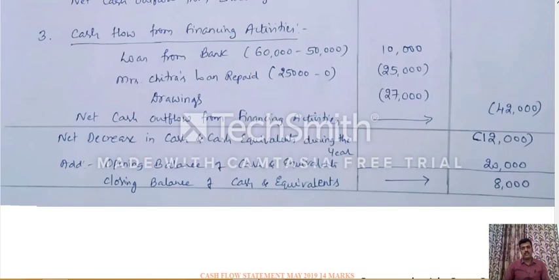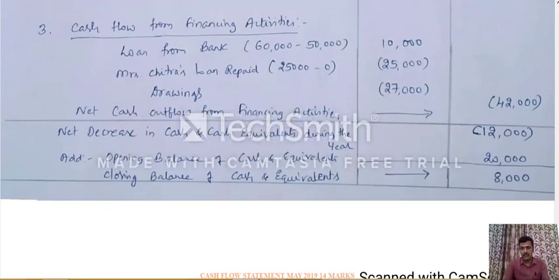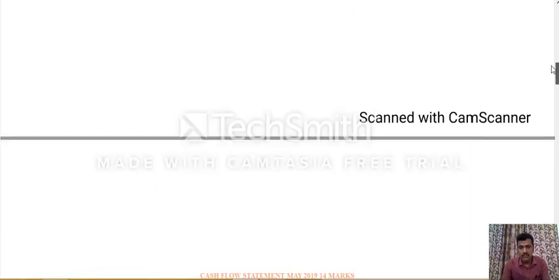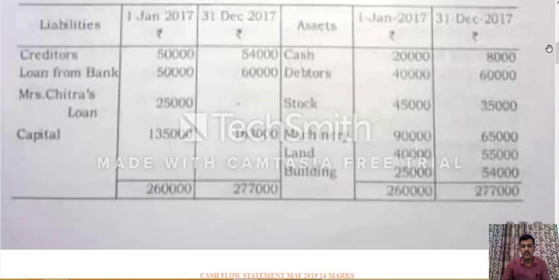For that we have to adjust the opening balance of cash and equivalents at the beginning of the year, that is 20,000. So minus 12,000 plus 20,000, we are going to get 8,000 rupees. So that is the closing balance of cash as per the problem. We could know it in the question itself: comparing opening and closing balance, the cash balance opening is 20,000, closing balance is 8,000. From there we know the answer should be minus 12,000, because the cash balance is reduced by rupees 12,000. So with this I'll conclude this. Thank you.